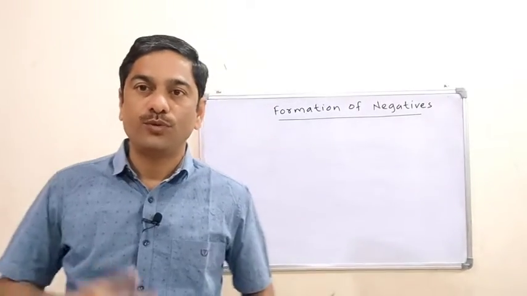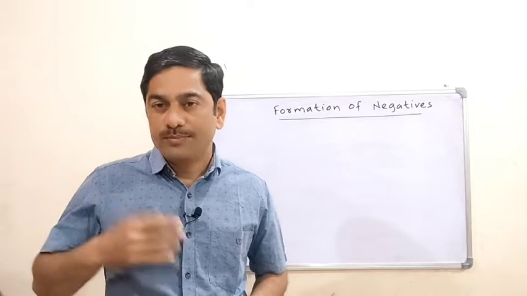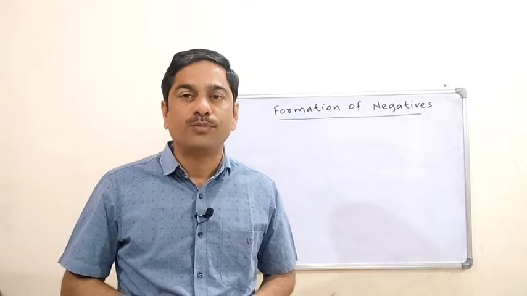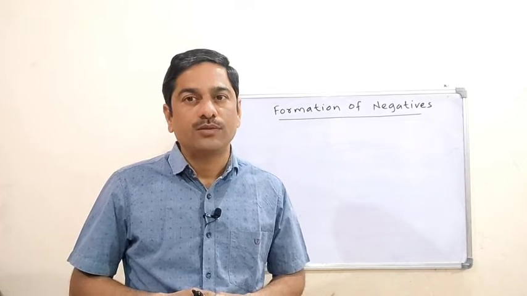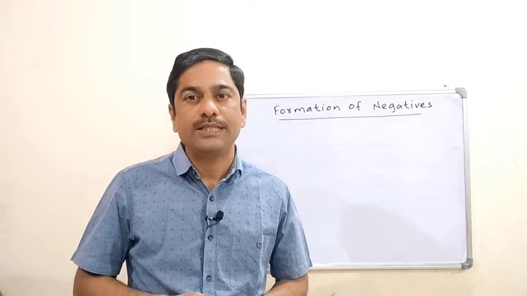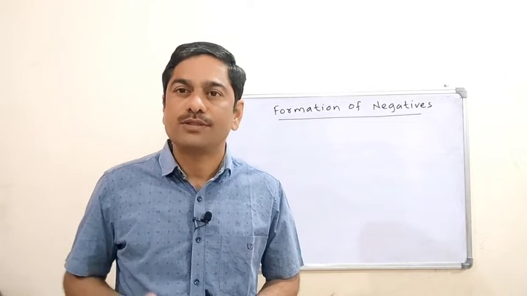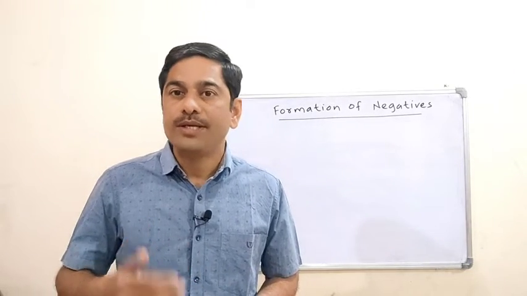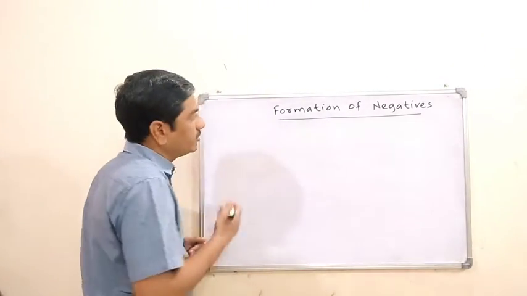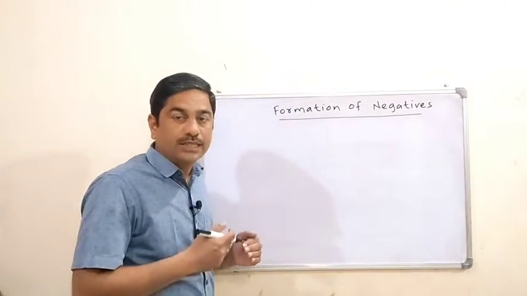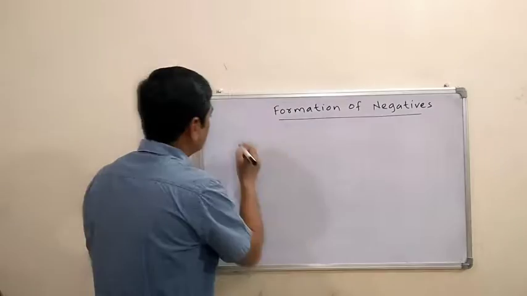Hi friends, today we will speak about formation of negatives. So in the previous video, we spoke about special verbs or auxiliary verbs. If an auxiliary verb is present in the sentence, you have to just add not after the auxiliary verb to frame a negative sentence. I will write here a few sentences with auxiliary verbs and tell you how to change these sentences into negative.